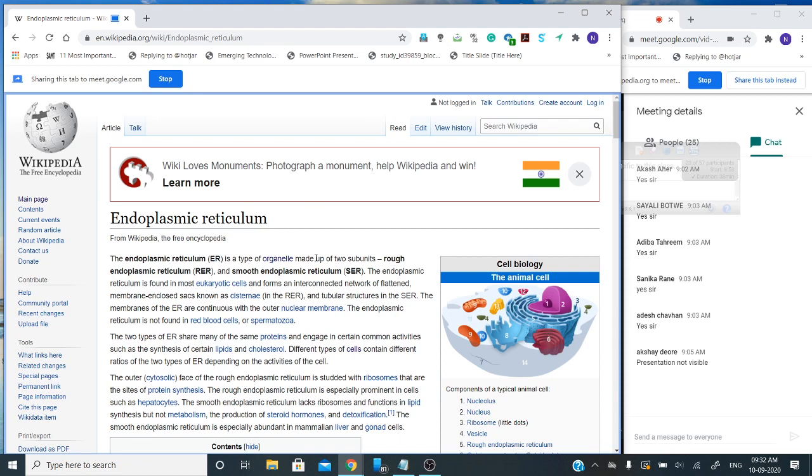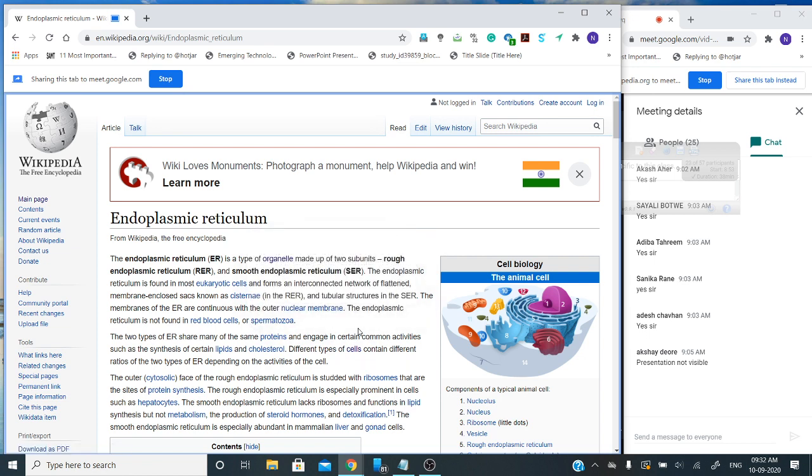You know about the endoplasmic reticulum. We have seen two types, smooth and rough. Rough is because of ribosomes. Ribosomes form proteins, which are put into the endoplasmic reticulum, and because of that, it does its job. The endoplasmic reticulum is not found in RBCs and spermatozoa. Otherwise, it is present in most of the cells.